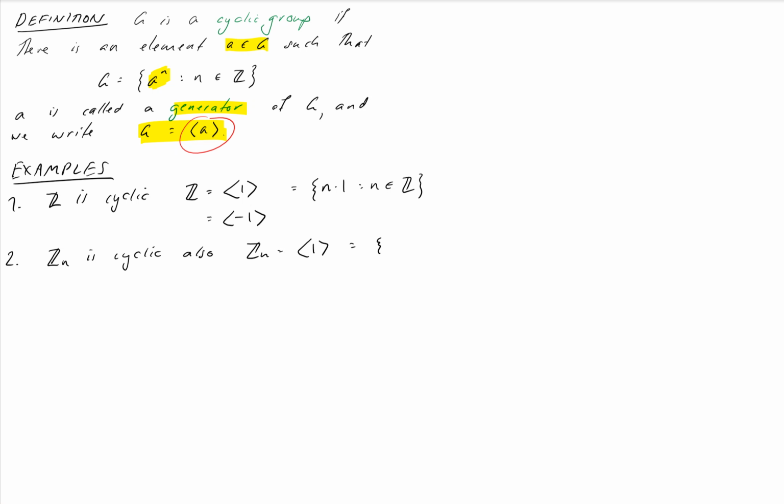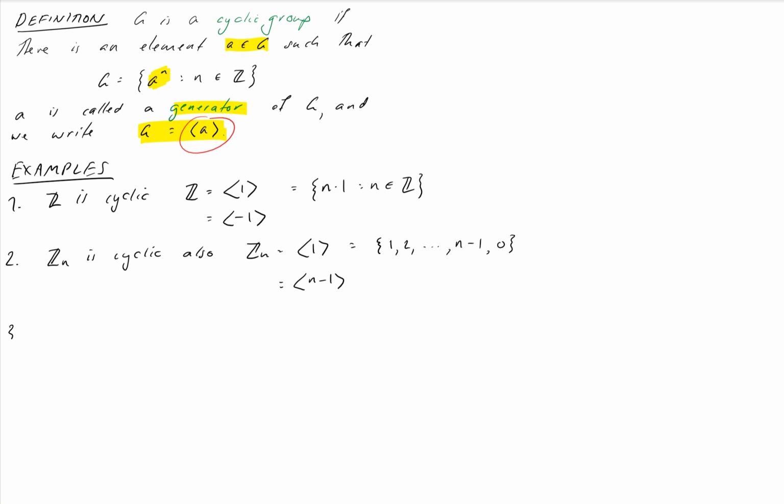Okay, so just remember how that works. We're going to add 1. If I keep adding 1, let's just say we're in Zn, we get as far as n minus 1. I'll add 1 more time and I'll get back to 0. And then I'll start my sequence again. So Zn is cyclic, and it's also generated again by minus 1, which for Zn is the same thing as n minus 1.